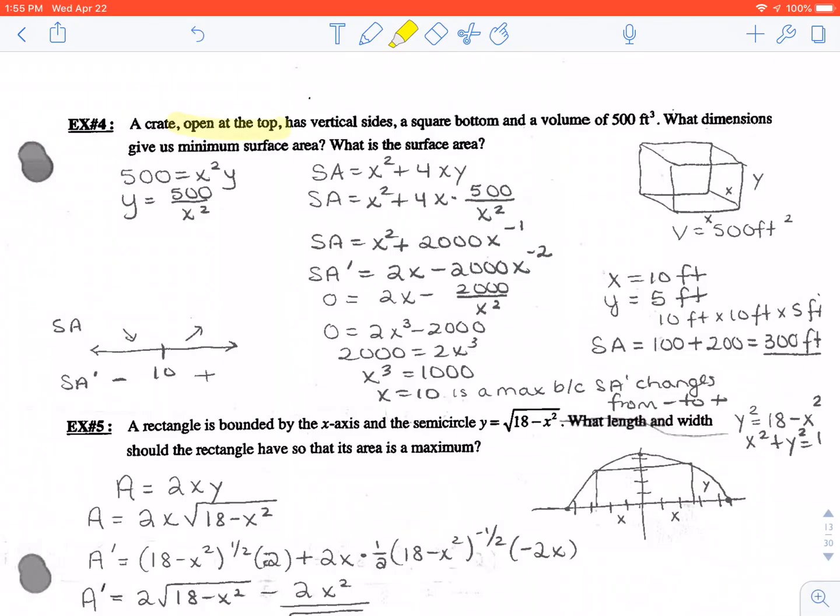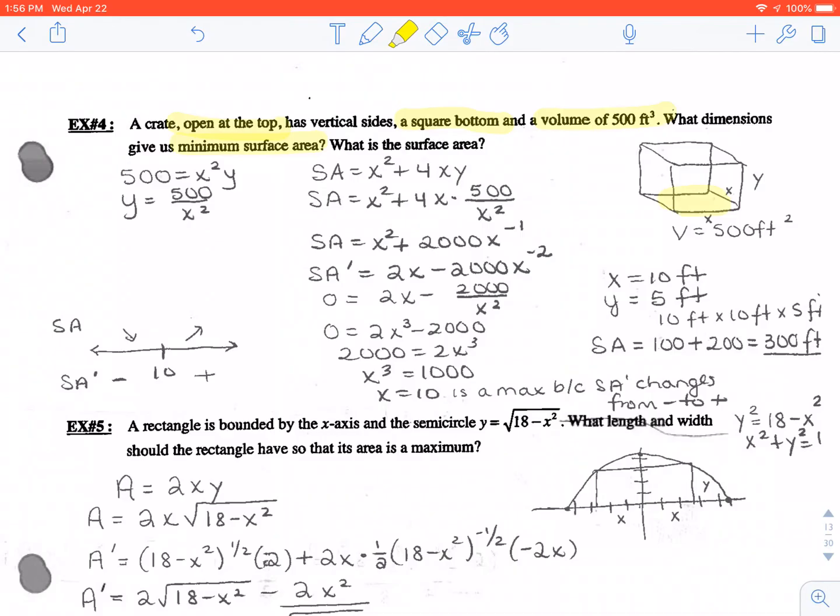So it's open at the top, square on the bottom, and the volume. We want to figure out the minimum surface area. If you think about surface area, you want to think if you would paint this. If you would paint it, you have a bottom, you don't have the top, and then you have 4 sides. So since the base is a square, I'm going to call the dimensions x.